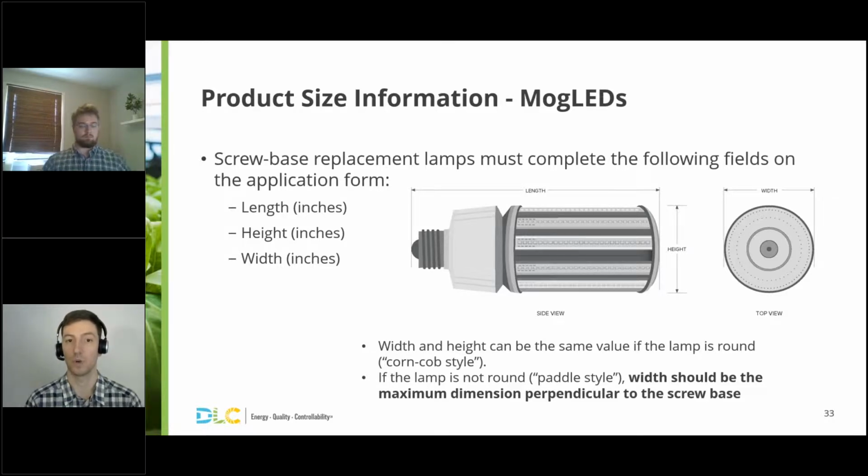And we will accept that on the application, and that will let the QPL user know, okay, this is a round lamp. But we don't want to exclude or make the oversight that there are paddle style lamps or kind of hairbrush shaped lamps that aren't round. So in the case of those lamps, and not pictured, they are listed with the width as the maximum dimension perpendicular to the screw base. So essentially it's the widest point. And that way someone will know if it is a paddle style, not round lamp and they have a smaller reflector, they know whether or not it fits. Okay, next slide.